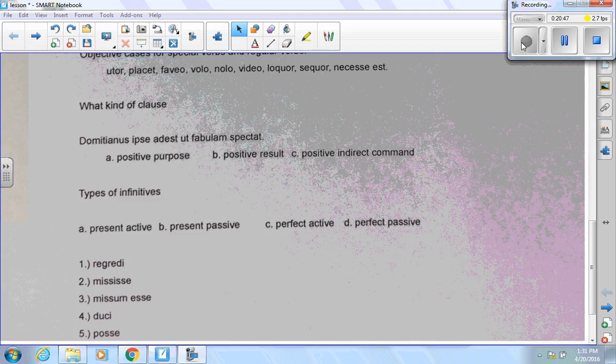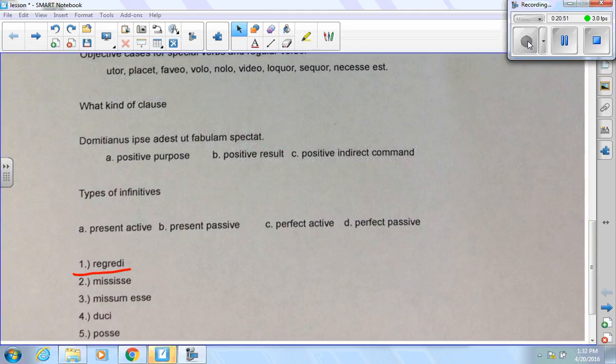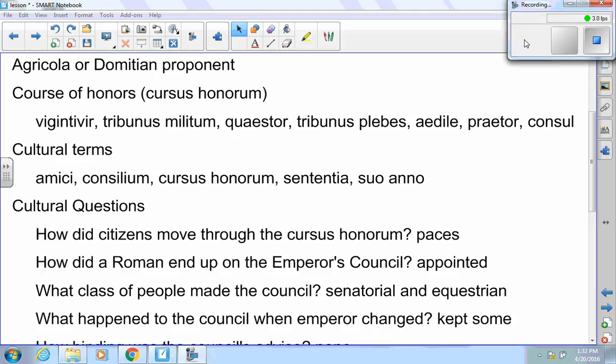Regretti is the one I thought you guys might mess up on, because regardless of how many times I tell you that gratior is a deponent, you never get it. That is a present active infinitive. Missi is a perfect active, missum esse is a perfect passive, duci is a present passive, and posse is a present active.